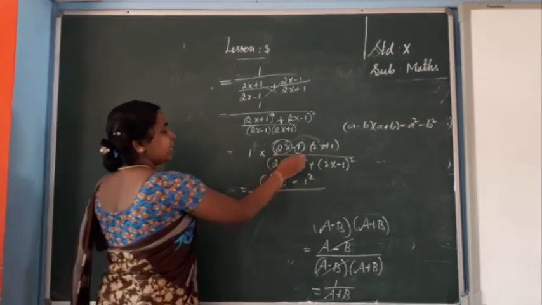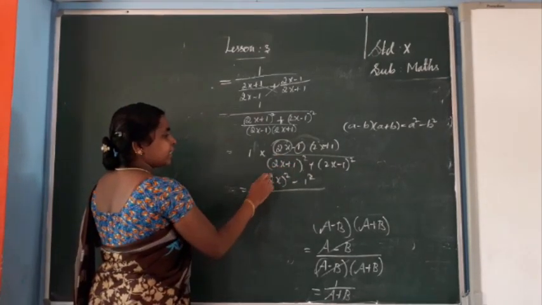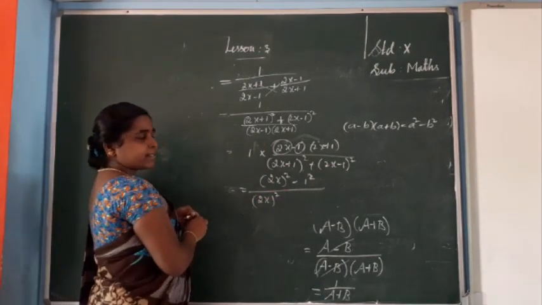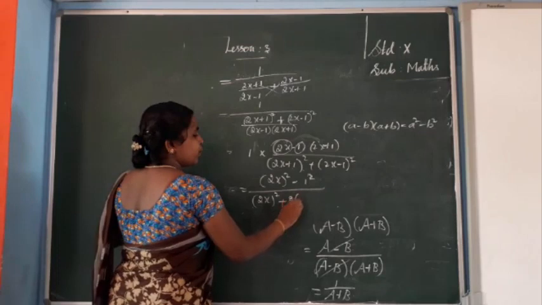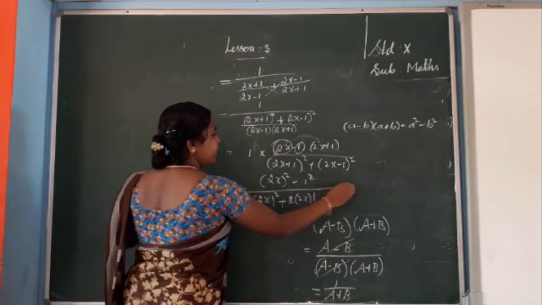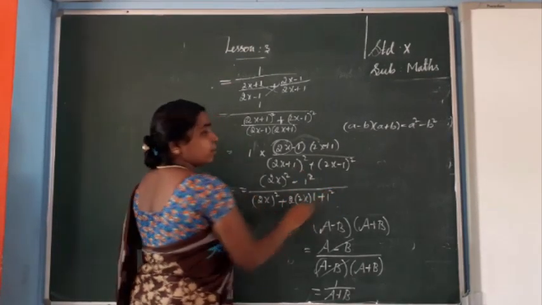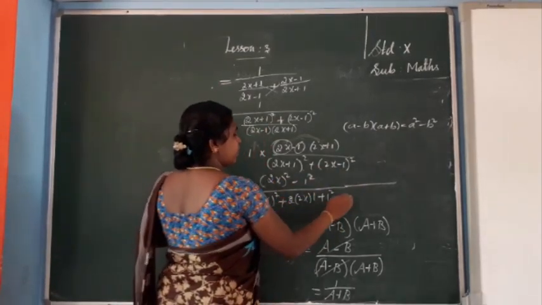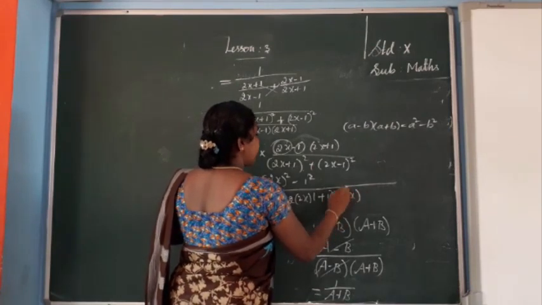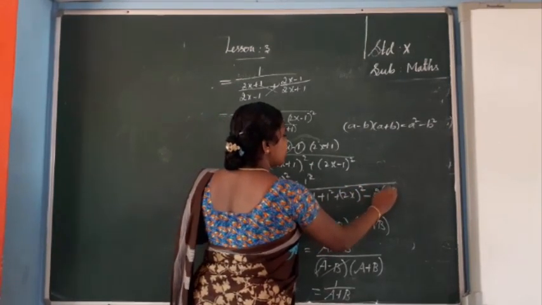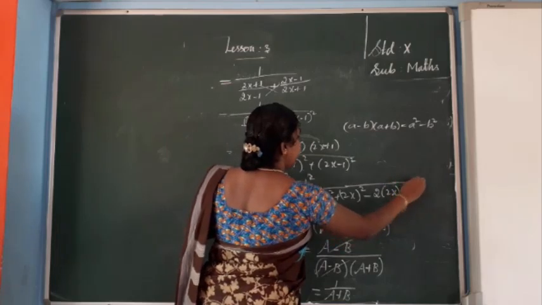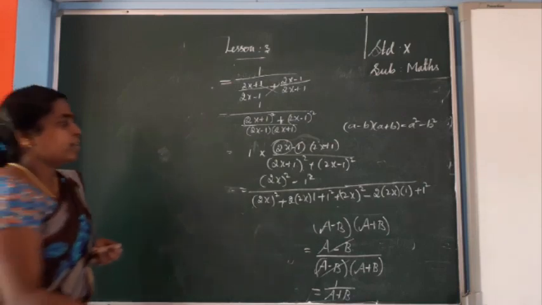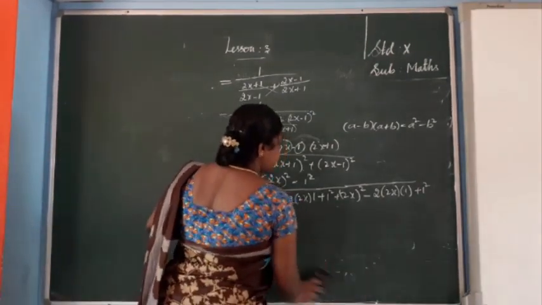You expand that. A plus B the whole square means A square, that is 2x the whole square, plus 2ab, that is 2 into 2x into 1, plus B square, 1 square. Then the second part is minus, the same part only. Instead of plus, minus will come. So 2x the whole square minus 2 into 2x into 1 plus 1 square. Are you clear? If you know the expansion, you can write directly without this expansion.